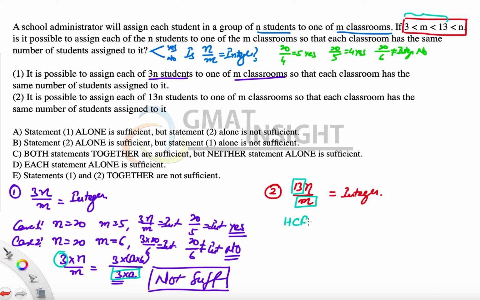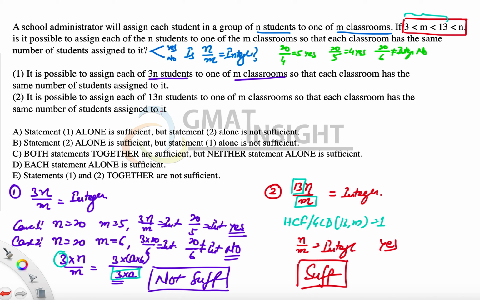We can say the highest common factor or GCD of 13 and m has to be 1, and because of that reason, for 13n upon m to be an integer, n upon m also has to be an integer. We can try several values, but understanding this algebraic process, I guess, makes it more sensible. If you have understood the first statement, then understanding the second statement is clearly simpler. And therefore, the answer to the question is definitely yes. That means the second statement is sufficient to answer the question. Having said that, we understand the answer becomes option B. That means statement 2 alone is sufficient, but statement 1 alone is not sufficient.